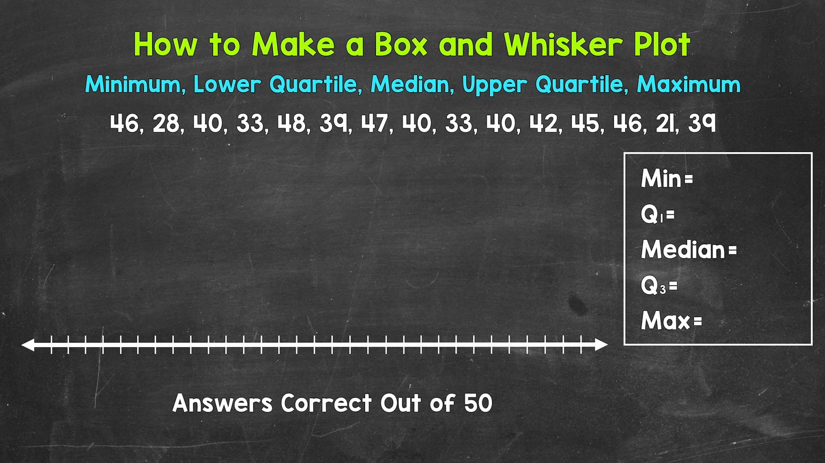Now, the first thing that we need to do is put the data in order from least to greatest. So let's start with the smallest number in value, which is 21 here. So let's start with 21 and then go from there. Now, I'm going to cross off numbers as we go along in order to stay organized. Next, we have 28.